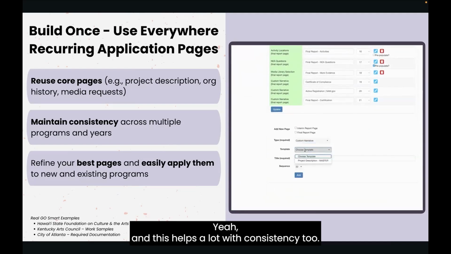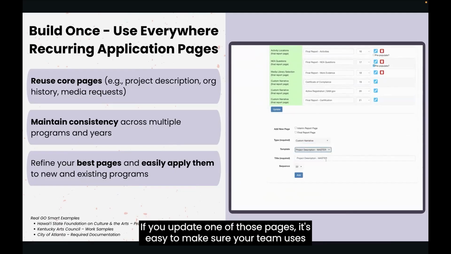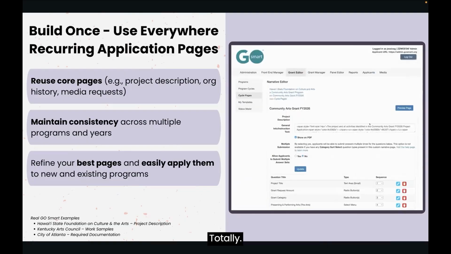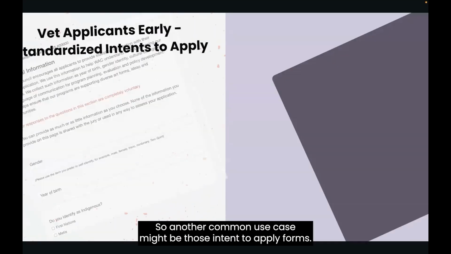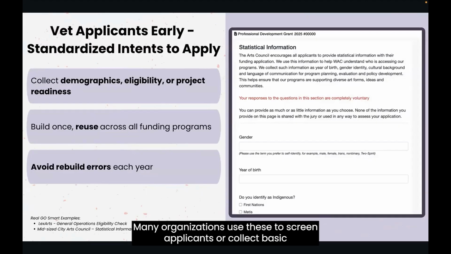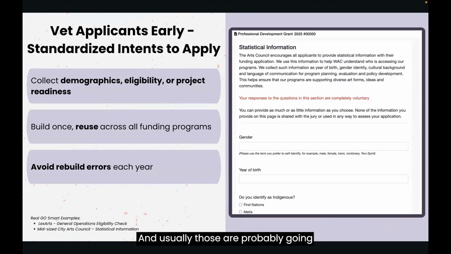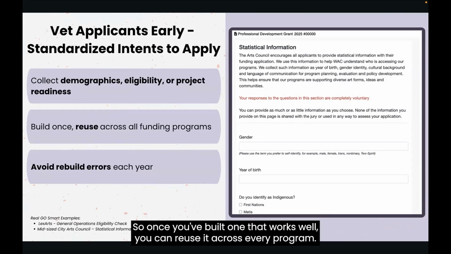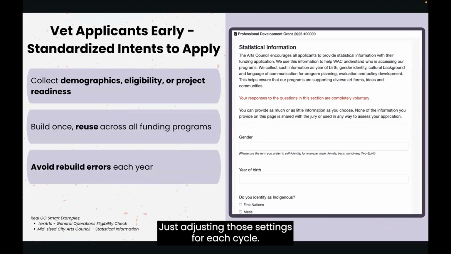Yeah, and this helps a lot with consistency too. If you update one of those pages, it's easy to make sure your team uses the latest version across all programs. Totally. So another common use case might be those intent to apply forms. Many organizations use these to screen applicants or collect basic statistical information or demographics before the full application starts. And usually those are probably going to be pretty streamlined across your organization. So once you've built one that works well, you can reuse it across every program, just adjusting those settings for each cycle.